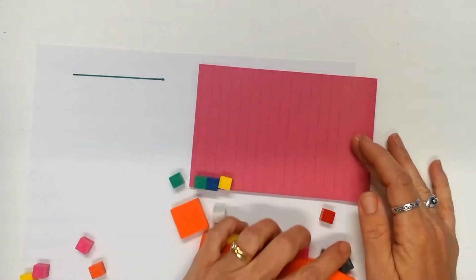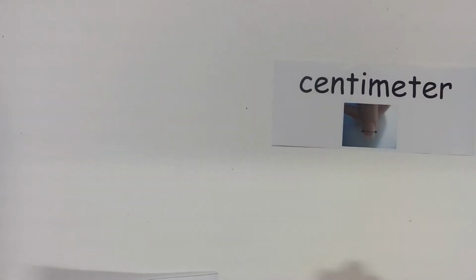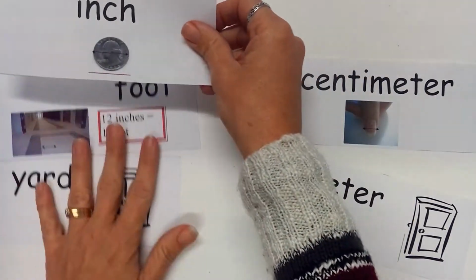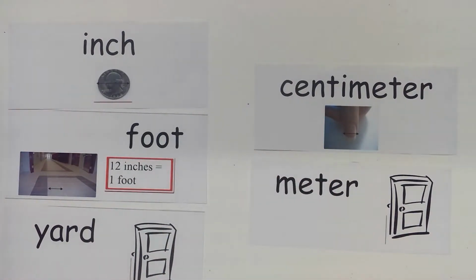When we talk about length measurement in 2nd grade, we're talking about metric and customary measurement. So we have centimeter and meter for our metric, and we have inch, foot, and yard for customary. This is where we're going to focus our measurement. We want to make sure that we provide students with a mental model of what these look like.